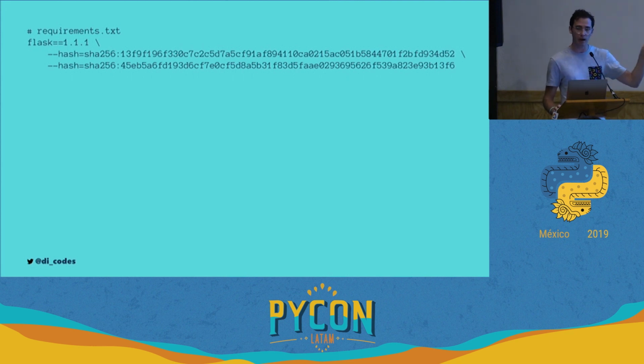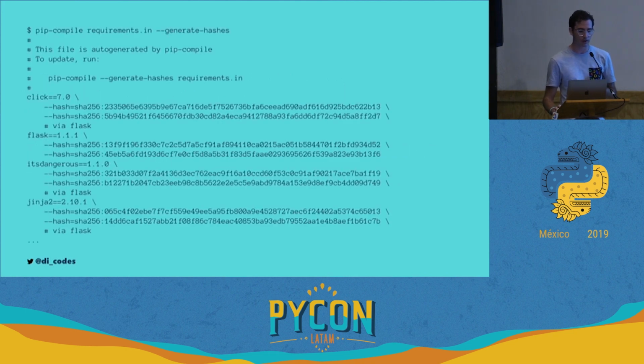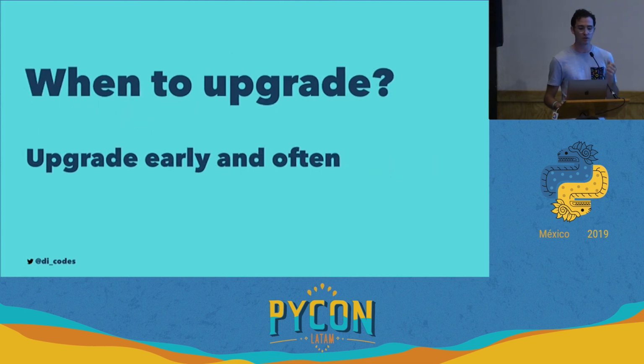You don't want to have to go to PyPI and find the hashes for each of these. So you can use pip-compile also to generate hashes. This is the same command from before with --generate-hashes, and pip install --require-hashes. This creates a file like this. It has all these hashes in it, has everything pinned, has all the subdependencies. You never have to look at this. You never have to touch this. However, now that your dependencies are 100% frozen, if you don't touch this, how are they ever going to get upgraded, right? When should you upgrade?